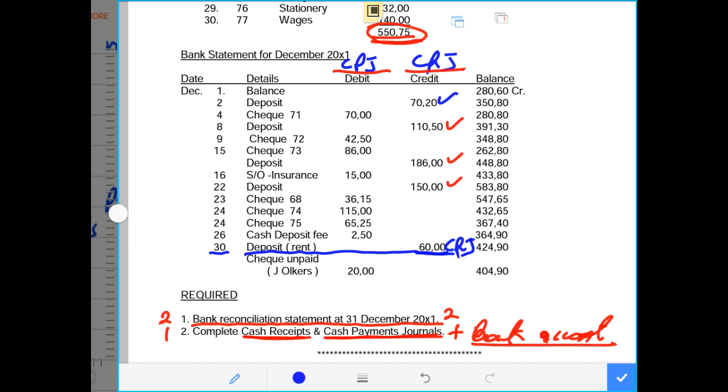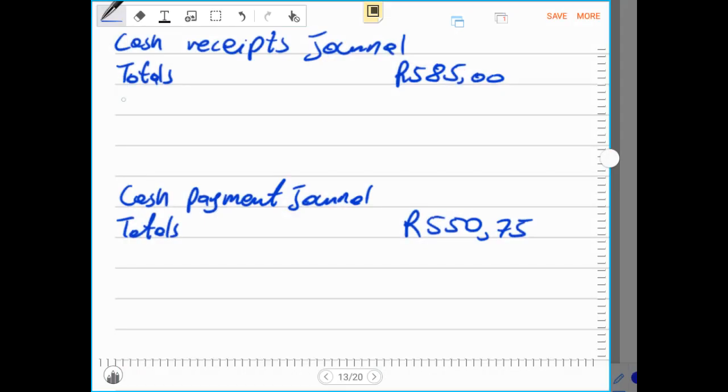After we printed the bank statement, we realized that there is an amount that was deposited by the client. When the client deposits, there is a reference that we give to say, if you deposit, please write your ID number as a reference. So we look at the ID number and see, okay, this is one of our tenants. This is money that was supposed to be a receipt on our side, but it's only in the bank statement, not in the cash receipt journal. So we must record it in the cash receipt journal as rent received, an amount of 60 rand.